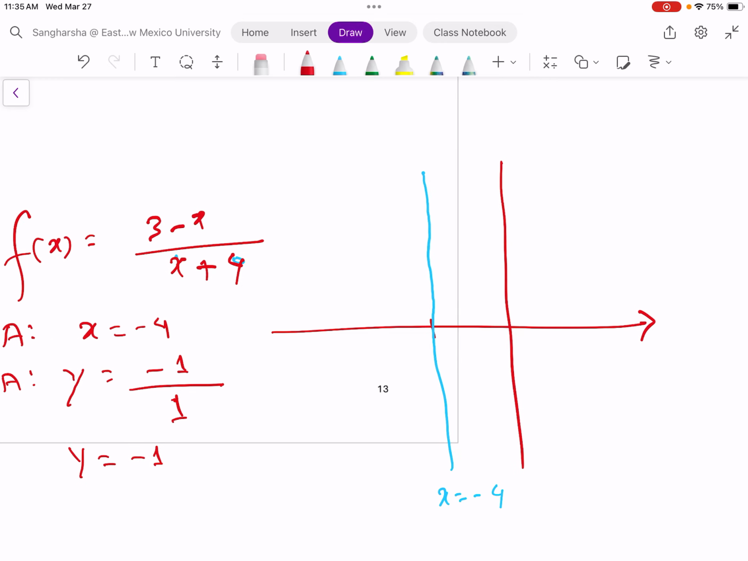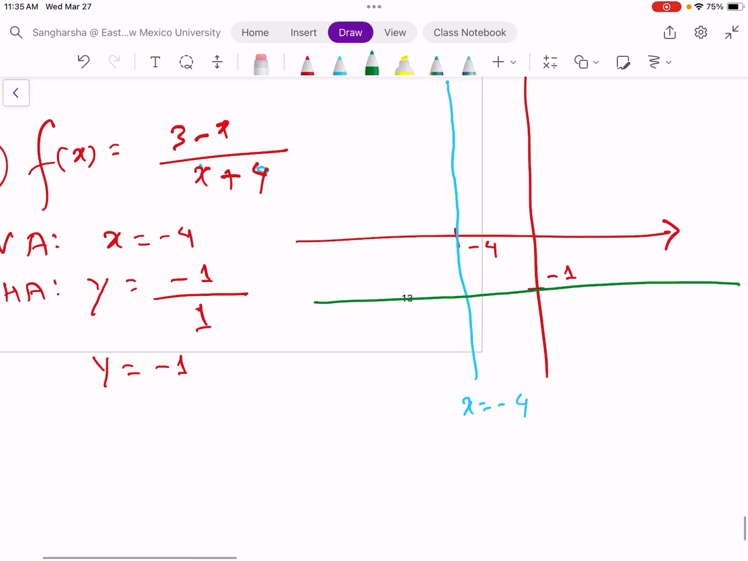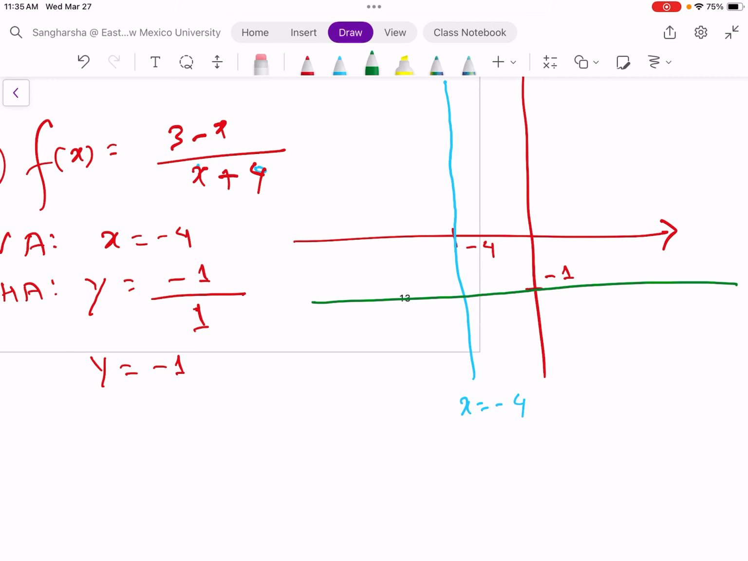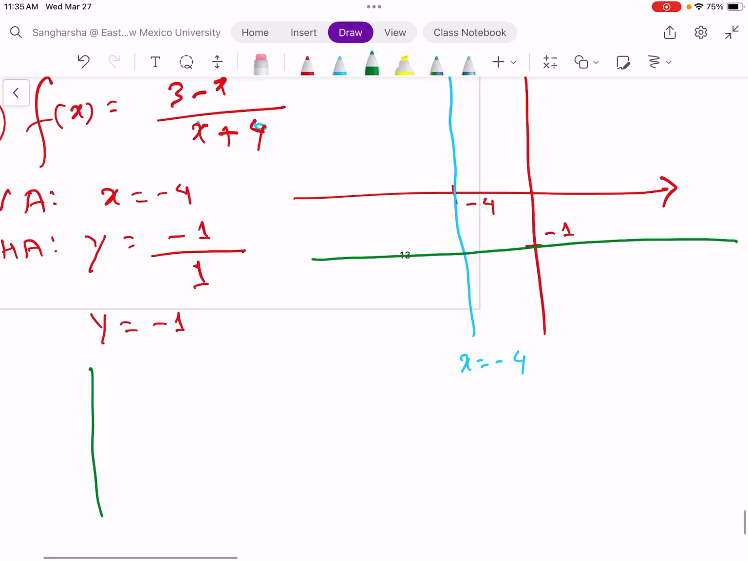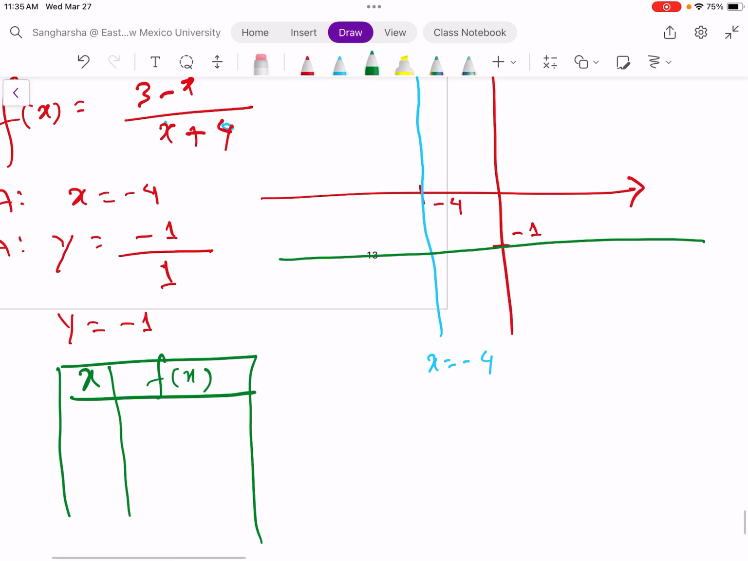So let's say this is -1. This is -4. So we draw a horizontal line at -1. Okay. Now let's make a table here: x, f of x. So we're gonna have the graph here.